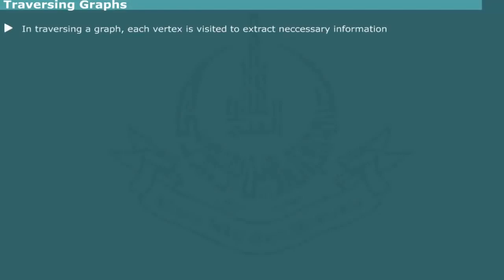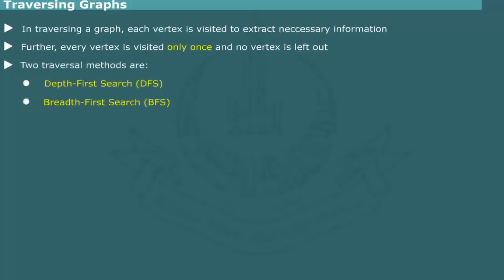Traversing graphs. In traversing a graph, we visit every vertex to extract information contained in vertices and edges. It is ensured that each vertex is visited only once and that no vertex is left out. There are two standard methods for traversing a graph. These are referred to as depth first search and breadth first search.